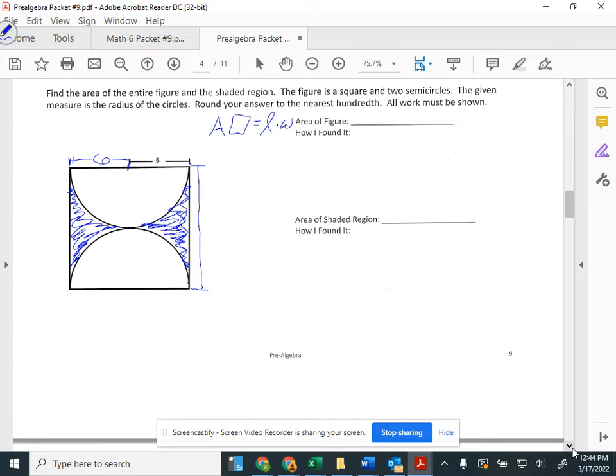Now there is no measurement with the 6. There's just a 6. So when you have a number that doesn't have a measurement listed, you just call it units. It's 6 units. So our answer would be units squared. We don't put our number and then put a square after it. Would that be the same thing for the shaded region too? Yep. Which is why I put it on there.